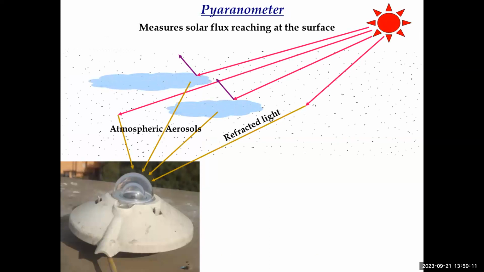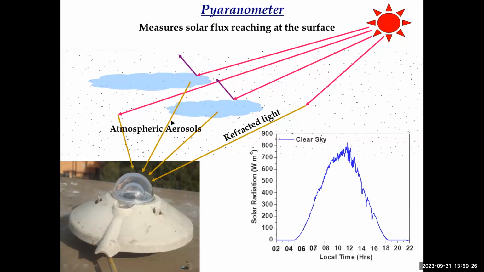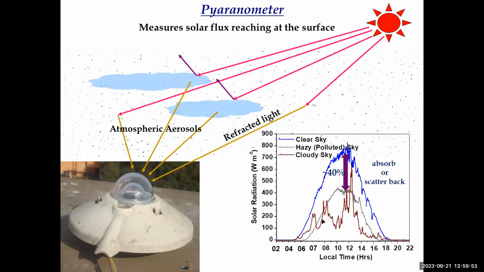This is also a unique instrument which measures the incoming solar radiation. So the solar radiation comes into the atmosphere after crossing, like refracted, then scattering, and we measure their intensity. This is the case for a clear sky day. You can see the high intensity was observed in the afternoon, and if you see during the hazy or polluted sky day, the patterns are the same, but the magnitude is about 30 to 40% reduced, which is either absorbed or scattered back towards the atmosphere. However, this is the case for a cloudy sky.